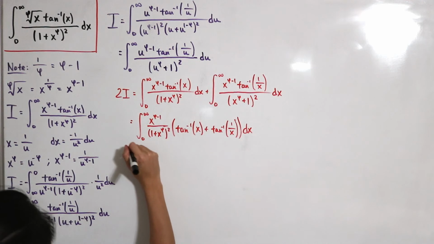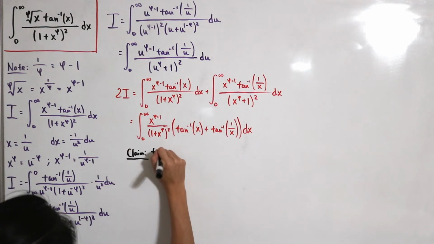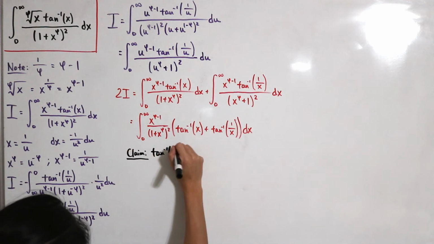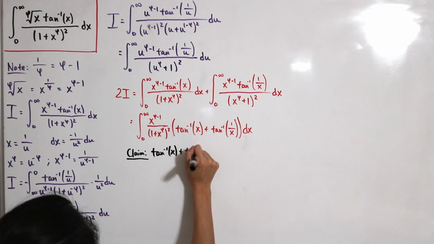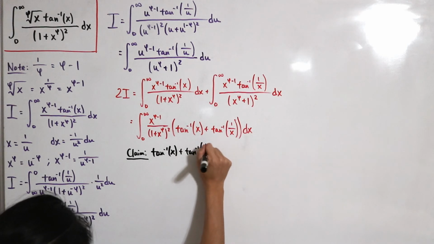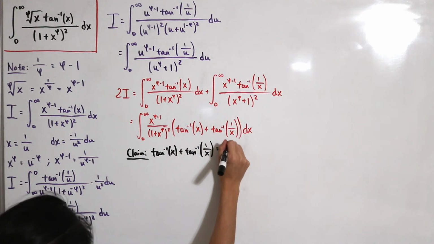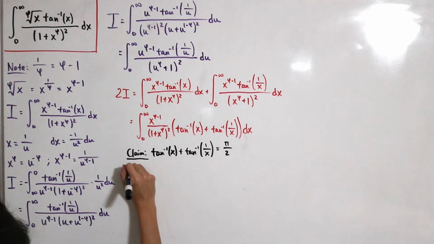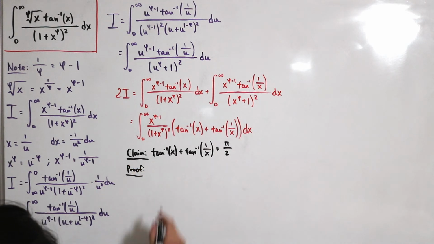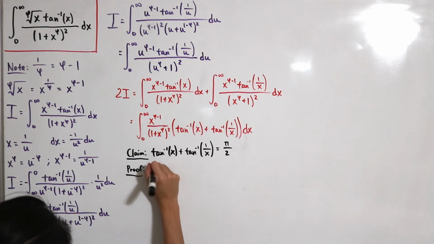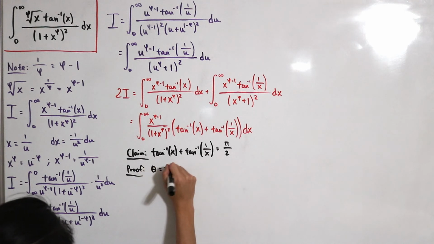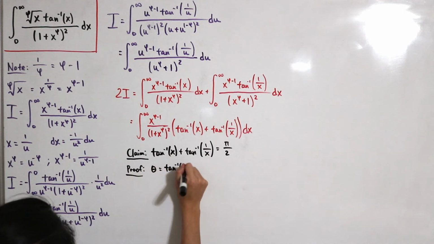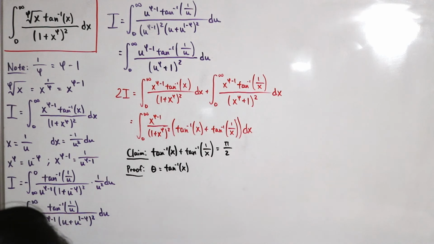So I'll say that we can actually make the claim that inverse tangent of x plus inverse tangent of 1 divided by x is equal to pi over 2. Okay, so what I can do from here, so just say proof. What I can do is I'll let theta equal inverse tangent of x, right? So I'll just take the tangent of both sides.